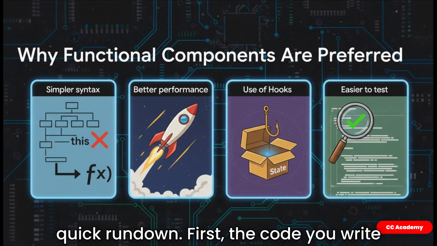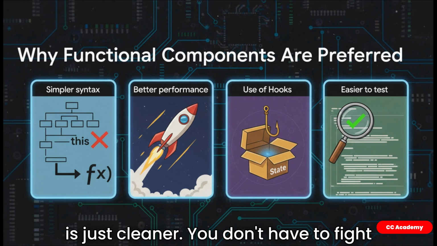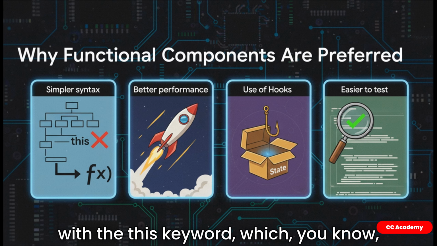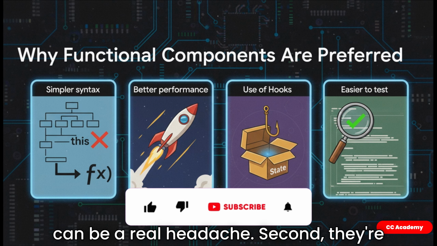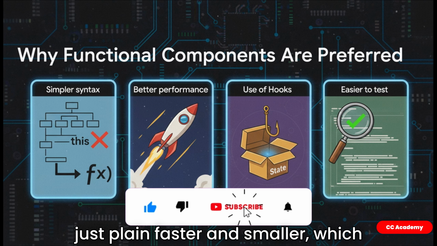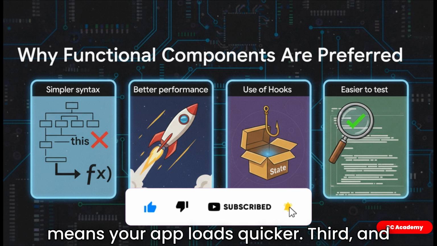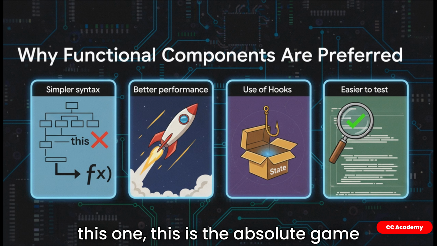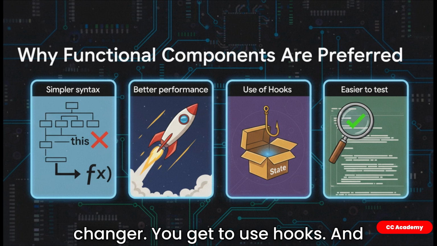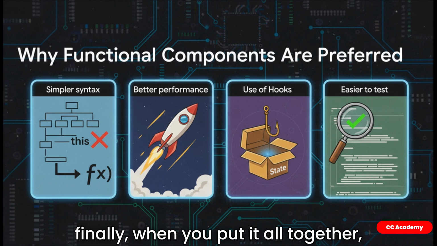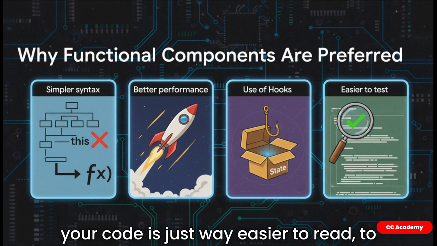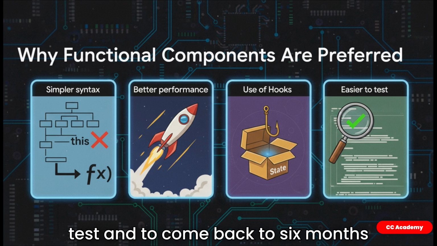So here's the quick rundown. First, the code you write is just cleaner. You don't have to fight with the this keyword, which can be a real headache. Second, they're just plain faster and smaller, which means your app loads quicker. Third, and this is the absolute game changer, you get to use hooks. And finally, when you put it all together, your code is just way easier to read, to test, and to come back to 6 months later.